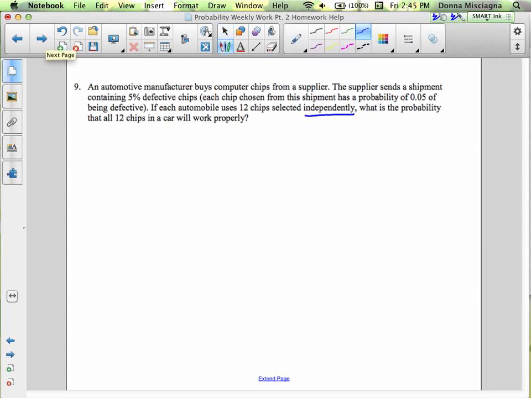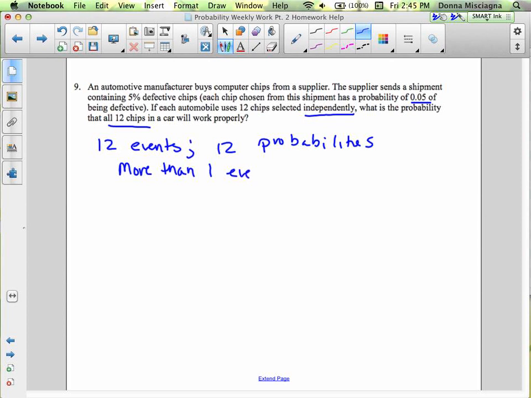So you have how many events? There are 12 events. You should have 12 probabilities. A calculator will be a really good thing here. Your answer will be in a decimal, just like the probabilities, unless you want to change it to a fraction. 12 events, 12 probabilities. When you have more than one event, you multiply probabilities.